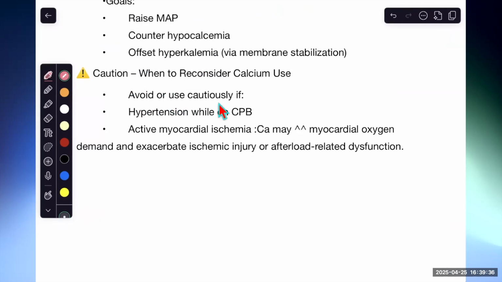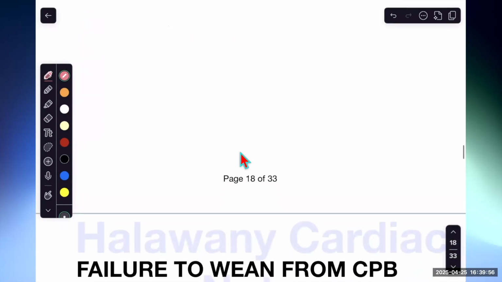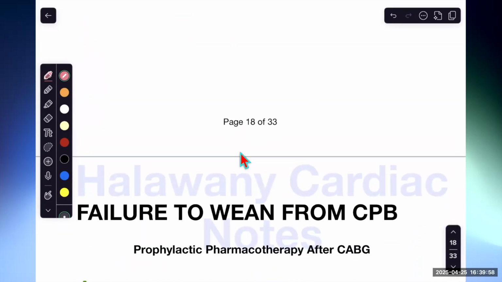Caution: avoid routine use if the patient is hypertensive on cardiopulmonary bypass. And this is the important part, I want you to understand: if the patient goes into any ischemia, cardiac calcium at this time will increase the myocardial oxygen demand. So don't give the calcium if the patient has ischemia. Okay. Now we went through different types of inotropes.